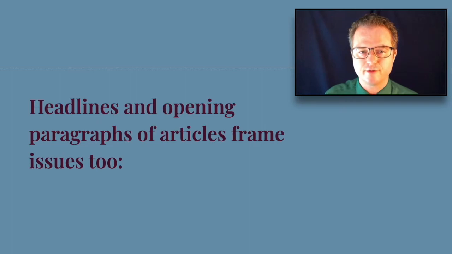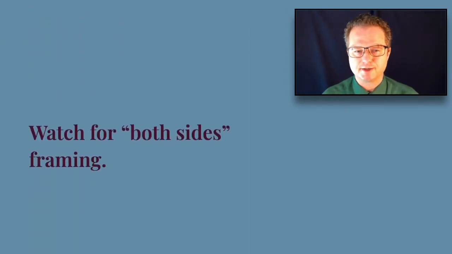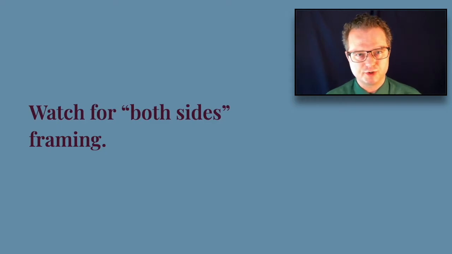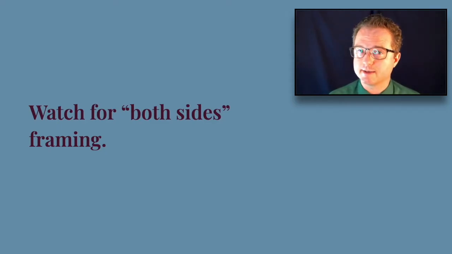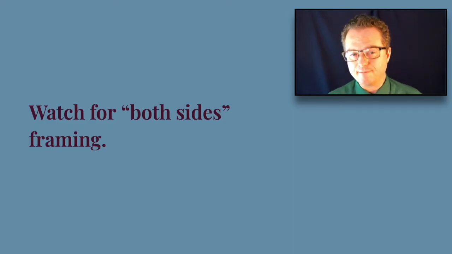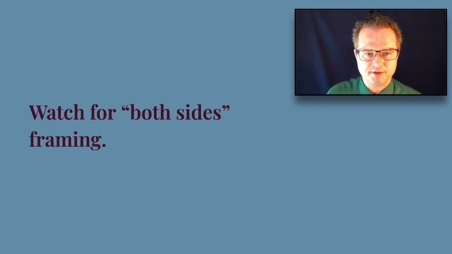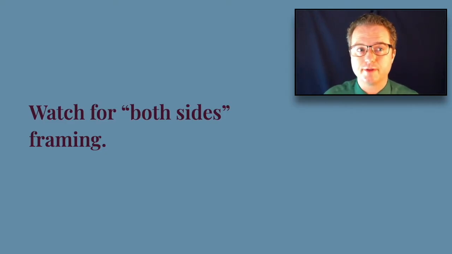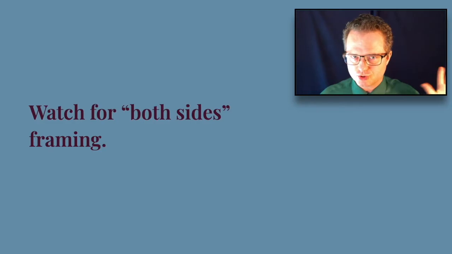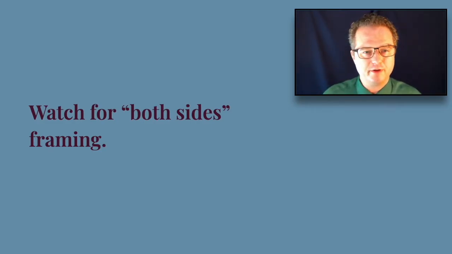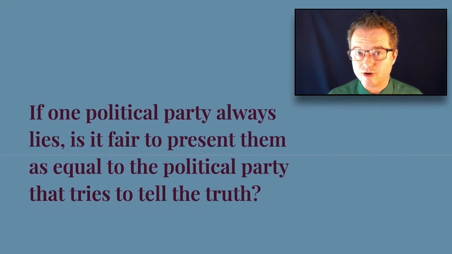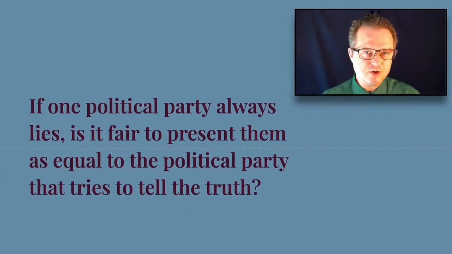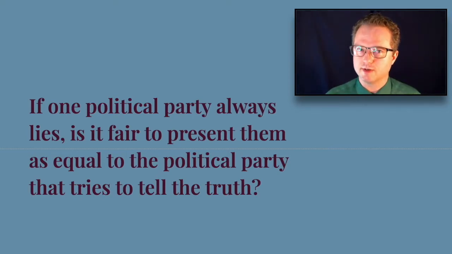Watch also for both sides framing, especially in political reporting. Political reporters don't want to be accused of having a bias against one political party. But what happens sometimes is politicians see that even if I lie all the time, the news will still treat me as if I'm an equal candidate to the other guy who's actually trying to tell the truth. If one political party is always lying and doesn't care about lying, if you give that person equal balanced coverage with the person who's trying to tell the truth and trying to be accurate to the facts and to the science, is that fair?